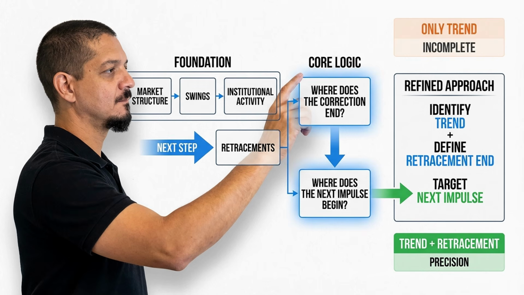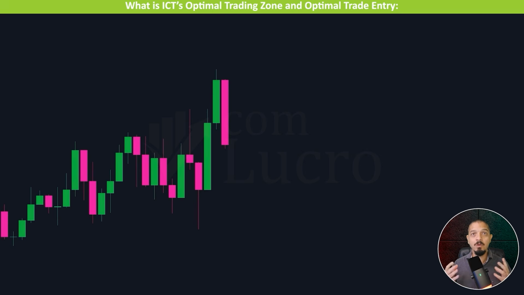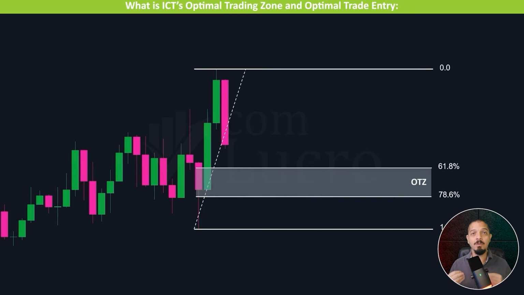Now that you understand how market structure works, how swings are formed, and where institutional activity takes place, the next step is refining how you approach retracements, because identifying the trend is only part of the process. You also need to understand where a correction is most likely to end, and where the next impulsive move is most likely to begin. So, what is ICT's Optimal Trading Zone and Optimal Trade Entry?